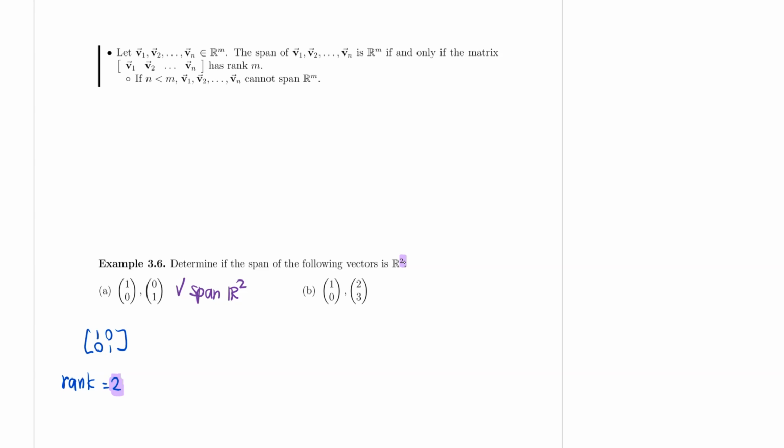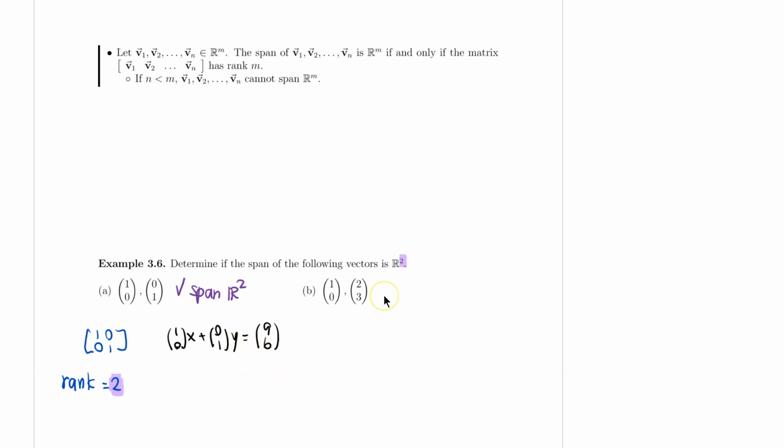In other words, if I were to solve the system of equations 1, 0 times x plus 0, 1 times y equal to (a, b), for whatever values of a and b, I'm going to be able to solve this for sure. I'm going to be able to find x and y for sure. And you can easily see that x is just the value of a, and y here is just the value of b.